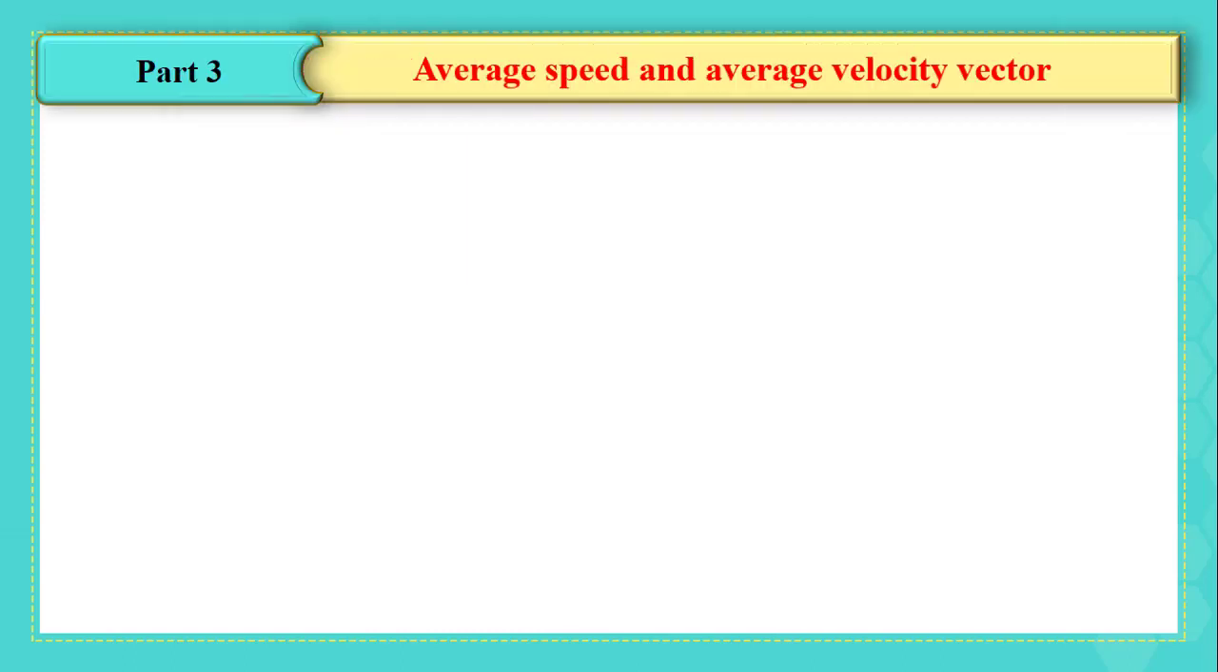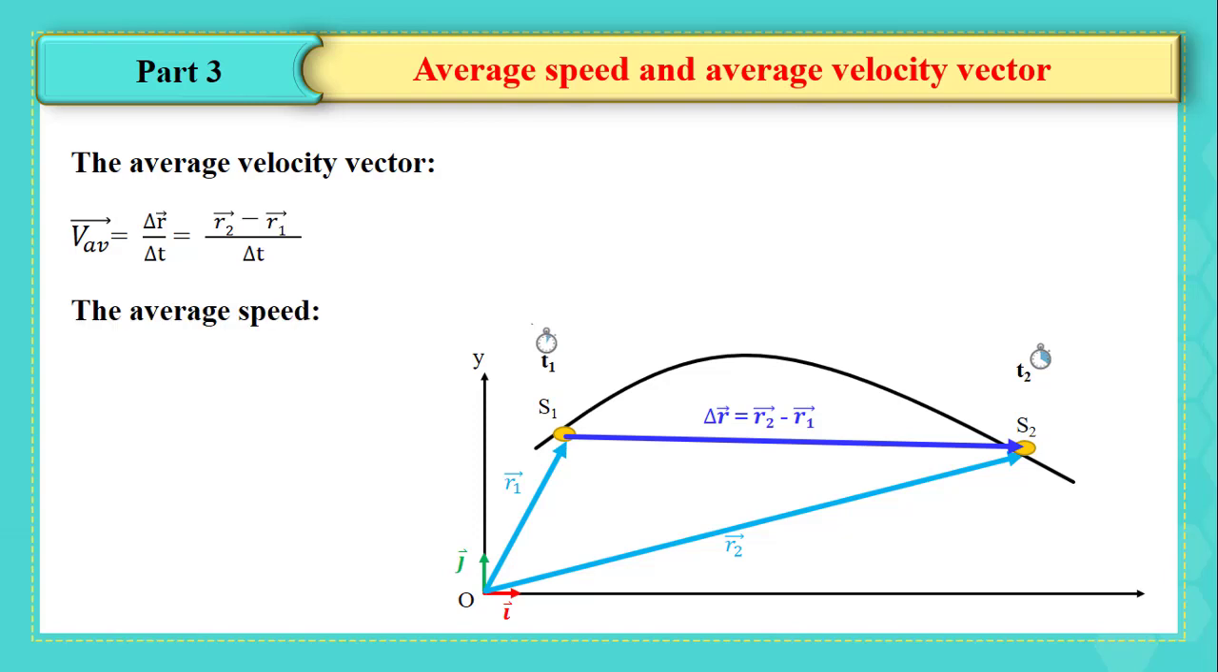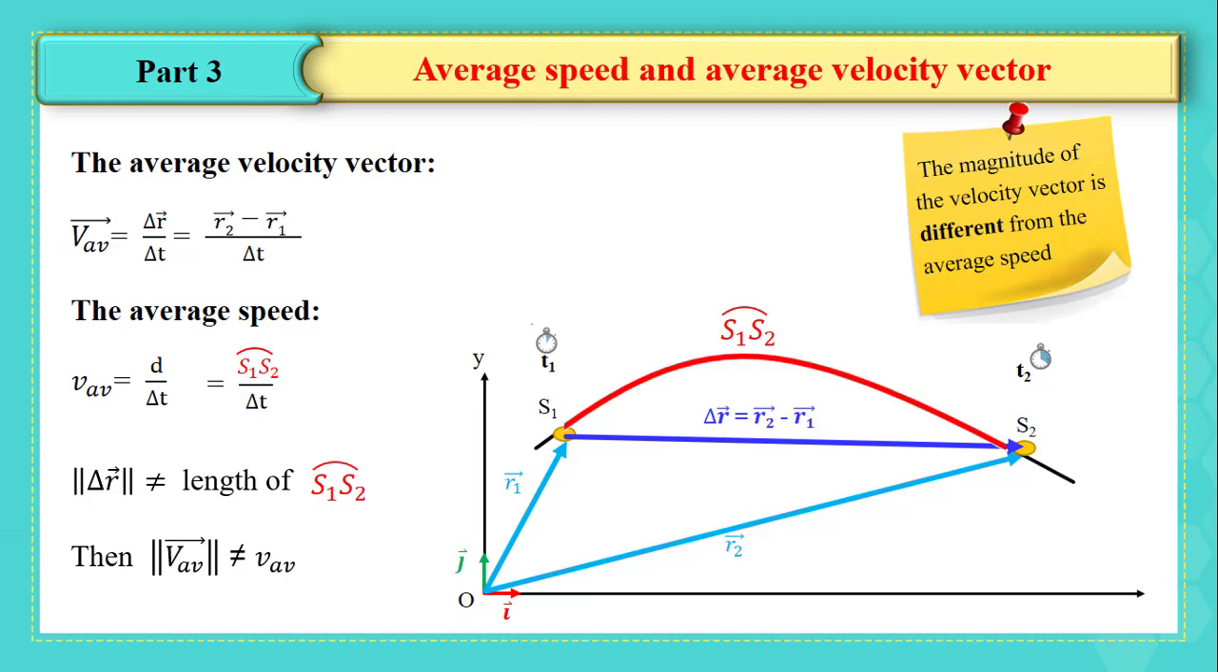What is the difference between the average speed and the average velocity vector? The average velocity vector is given by delta r divided by delta t, which is equal to r2 minus r1 divided by delta t, whereas the average speed is the distance d covered between these 2 points divided by delta t, which is defined by the length of the arc S1S2 divided by delta t. But the magnitude of the displacement vector is different from the length of S1S2. Therefore, we can conclude that the magnitude of the velocity vector is different from the average speed.